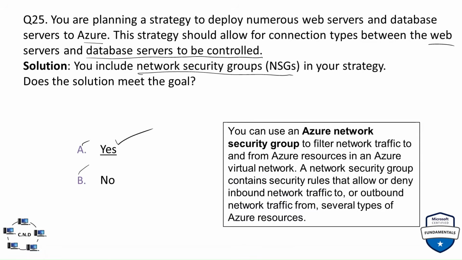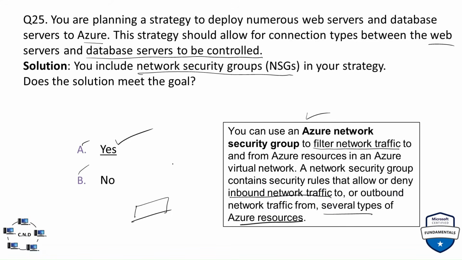So what is NSG? You can use an Azure network security group to filter network traffic to and from Azure resources in an Azure virtual network. A network security group contains security rules that allow or deny inbound traffic to or outbound traffic from several types of resources. So it acts basically just like a firewall.